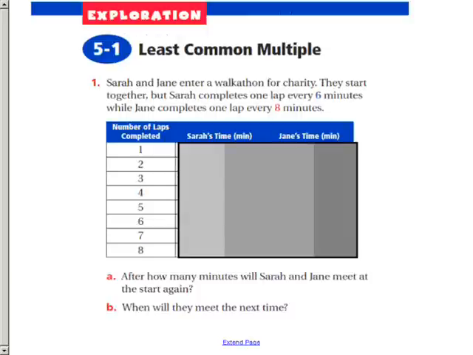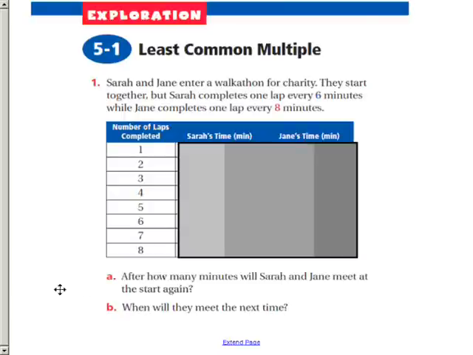First, let's start with a story problem. Sarah and Jane enter a walkathon for charity. They start together, but Sarah completes 1 lap every 6 minutes, while Jane completes a lap every 8 minutes. So the question is, after how many minutes will Sarah and Jane meet at the starting time again?